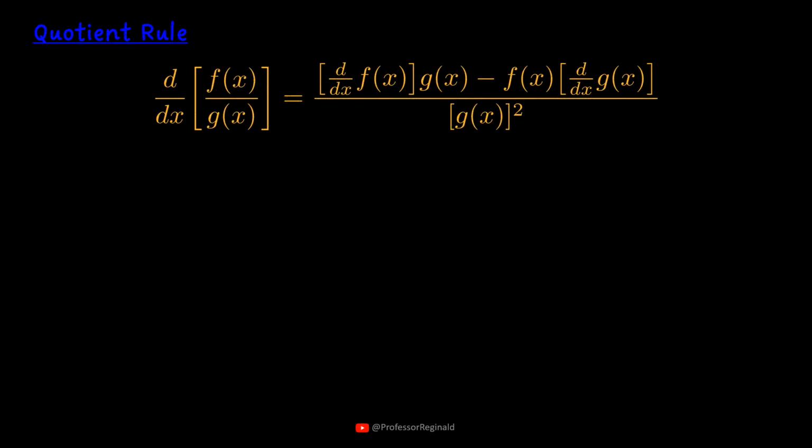Quotient rule. The derivative of the quotient of f and g is derivative of f multiplied by g minus f multiplied by the derivative of g all over g squared.